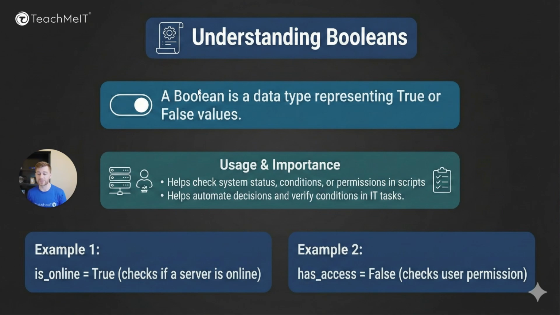Next up is booleans. A boolean is a data type that represents either true or false. Super simple. They're used for helping to check system status, having certain conditions or permissions in scripts or programs.